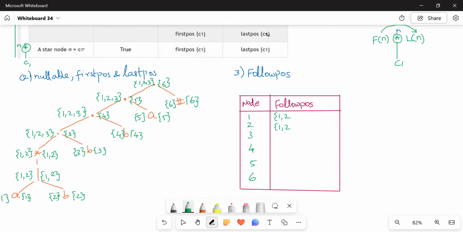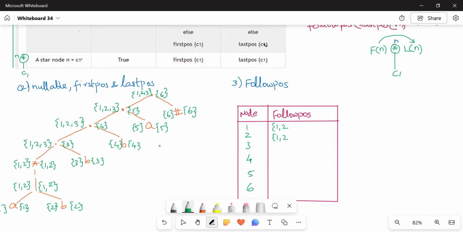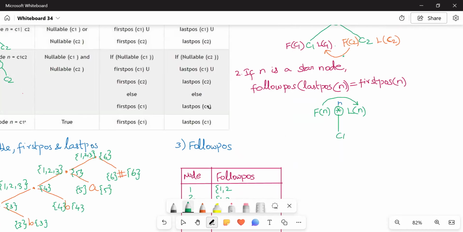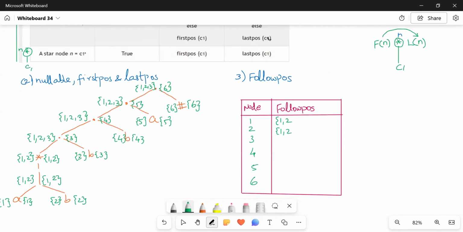First position of C2 must be substituted to follow position of last position of C1. See this? First position of C2 must be substituted to here. So 3 must be substituted to follow position of 1 and 2. So 3 must be substituted to 1 as well as 2.